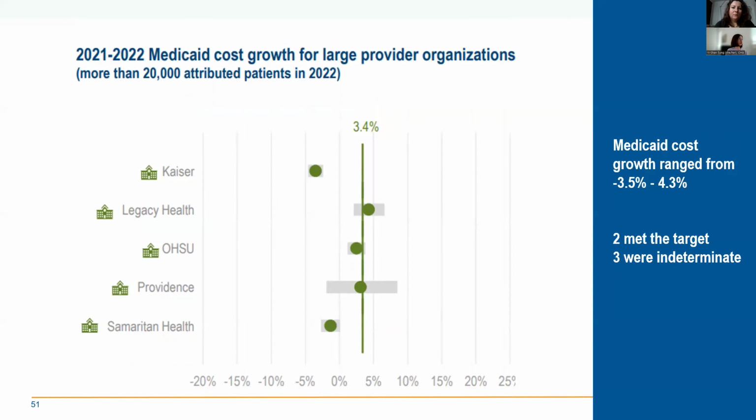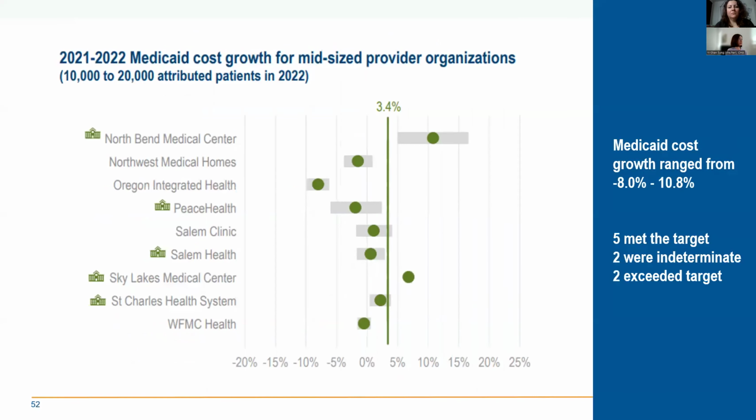So now we are moving to the Medicaid cost growth for the large provider organizations. The cost growth ranges from -3.5% to 4.3%, and none of them exceed the target. Next slide, please. So here are the mid-sized provider organizations in the Medicaid market. The cost growth ranges from -8.0% to 10.8%, and two of them exceed the target, which are North Bend Medical Center and the Sky Lakes Medical Center. Next.